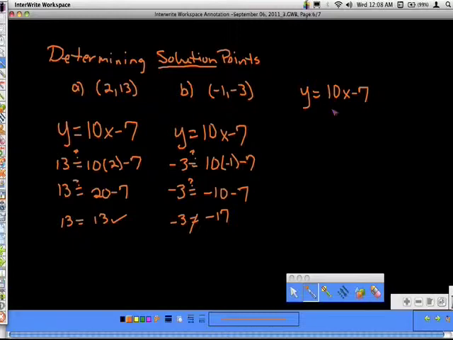So pretty simple. Substitute in x's and y's no matter what your equation is. If you get a true statement at the end, like here, we know that that point's on that graph. If it's not equal to each other, it's not on that graph. So pretty simple.